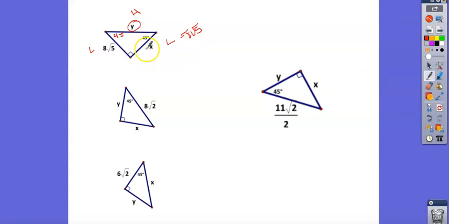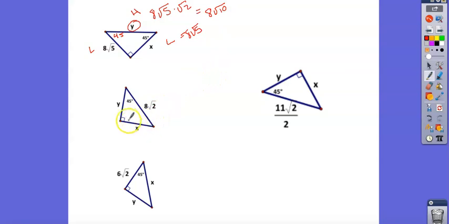This one up here, I'm going from the leg to the hypotenuse. I'm going to multiply 8 root 5 times root 2. And remember our rules for radicals. What's in the house stays in the house. I end up with 8 root 10.